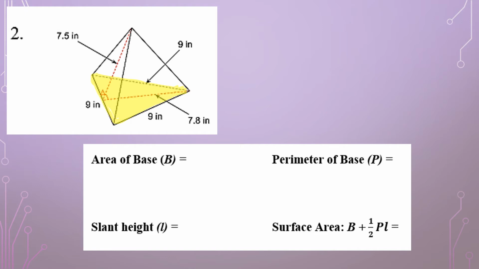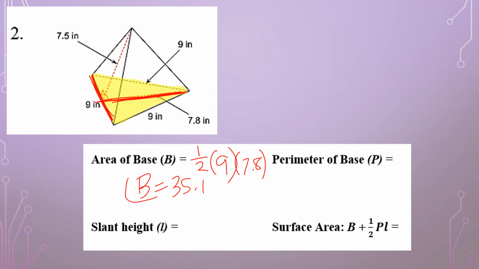So for the area of a triangle, I need to do 1/2 base, which is 9 here. And then the height of this triangle is right here, which would be 7.8. So when I put all those together, I get B equals 35.1. And again, you don't need to use units until the end. Again, I circle my answer there so I know what I need to use for my surface area problem.